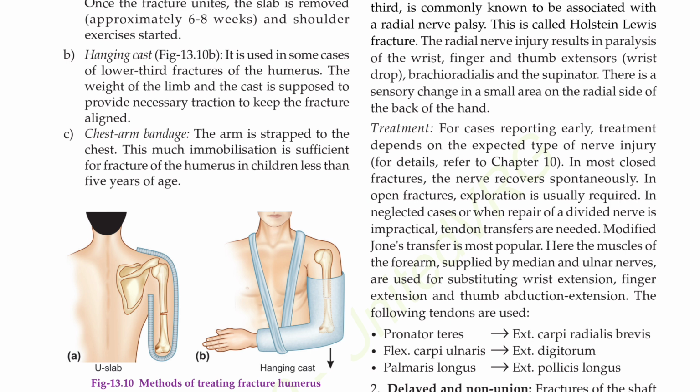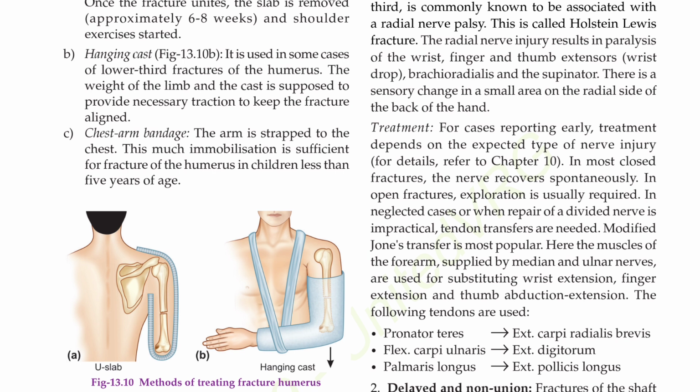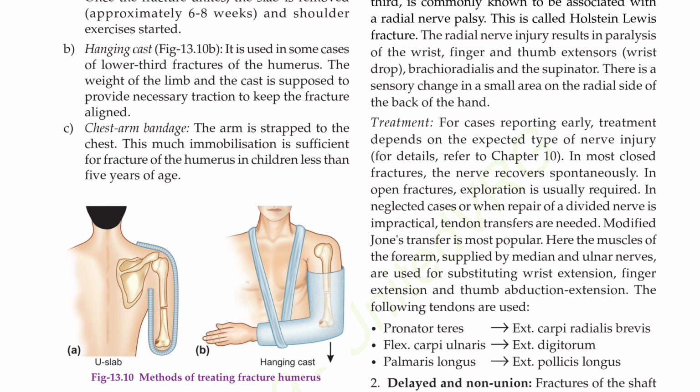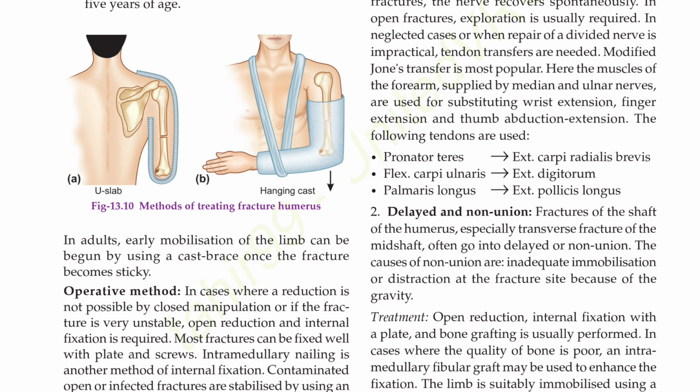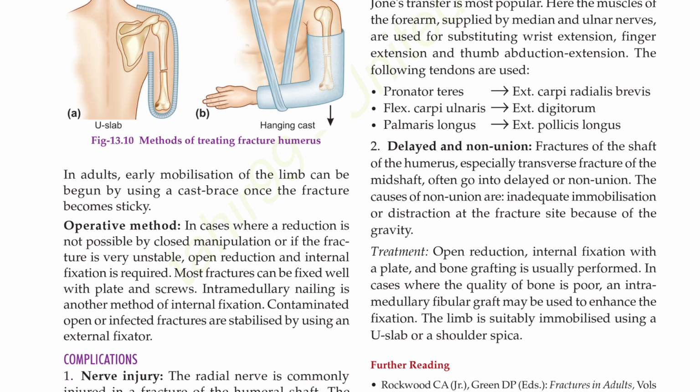The hanging cast is used in some cases of lower third fracture of the humerus. The weight of the limb and the cast is supposed to provide necessary traction to keep the fracture aligned. Chest arm bandage: the arm is strapped to the chest. This much mobilization is sufficient for fracture of the humerus in children less than 5 years of age. In adults, early mobilization of the limb can be begun by using a cast brace once the fracture becomes sticky.